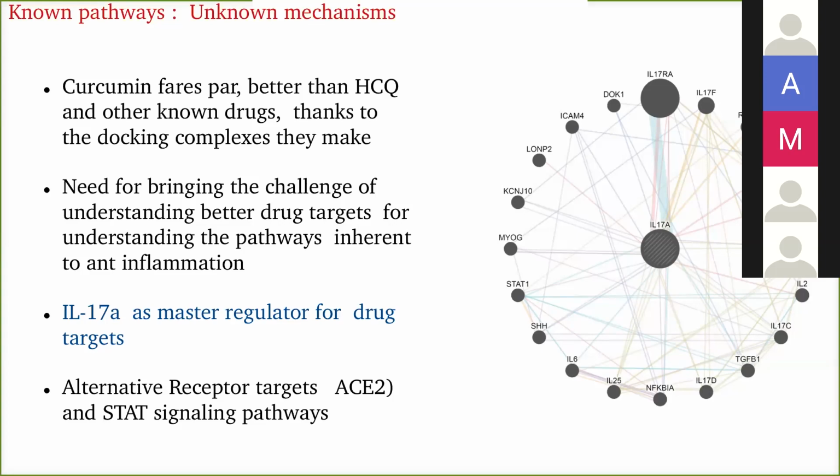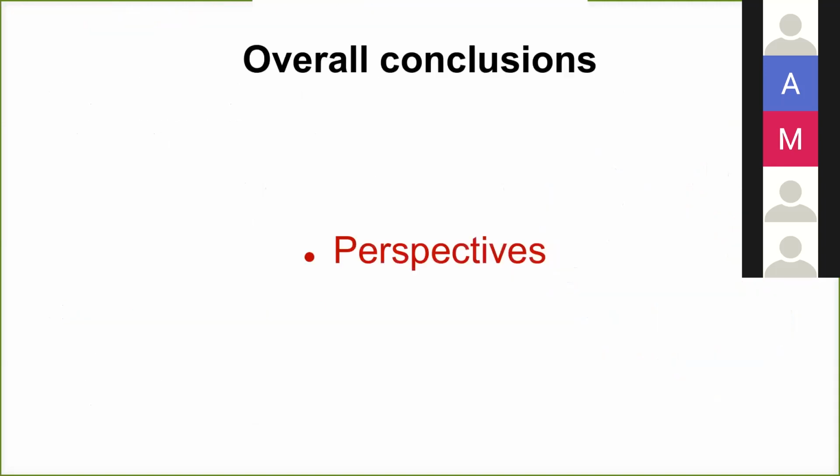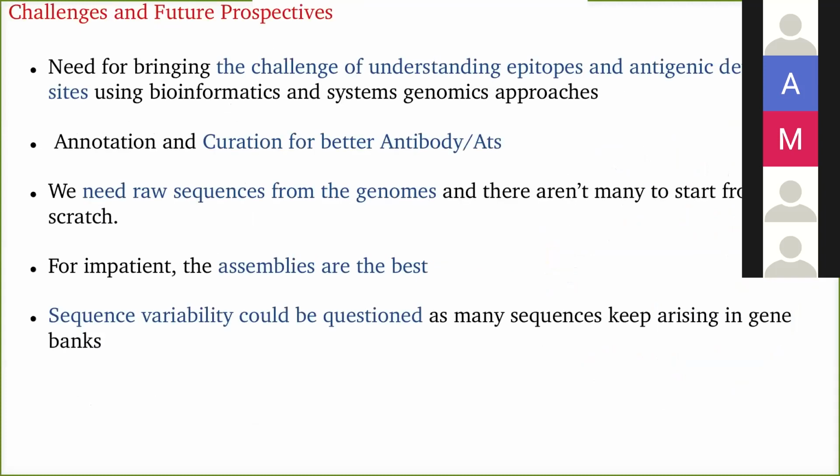Of course, the prophylactic studies and the cell line-based studies, Professor Kavikishore sir is doing, and we're all working towards a major paper. So the final part of the talk, the overall conclusions and the challenges: we need to bring a better understanding of epitopes and antigenic determining sites. That's very, very important. If we can do this, then we are very near to the identification of drug targets, and that is where the convergence really comes into the picture.